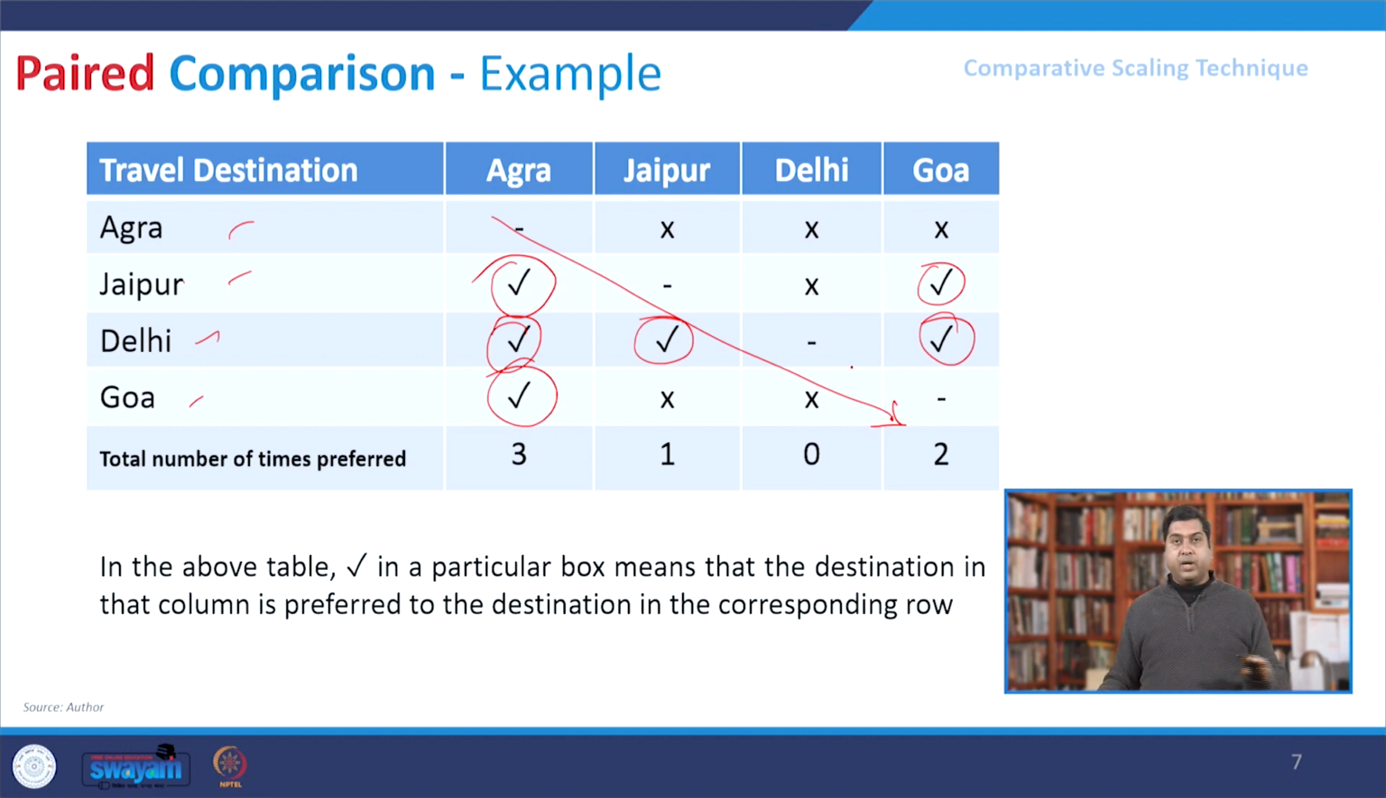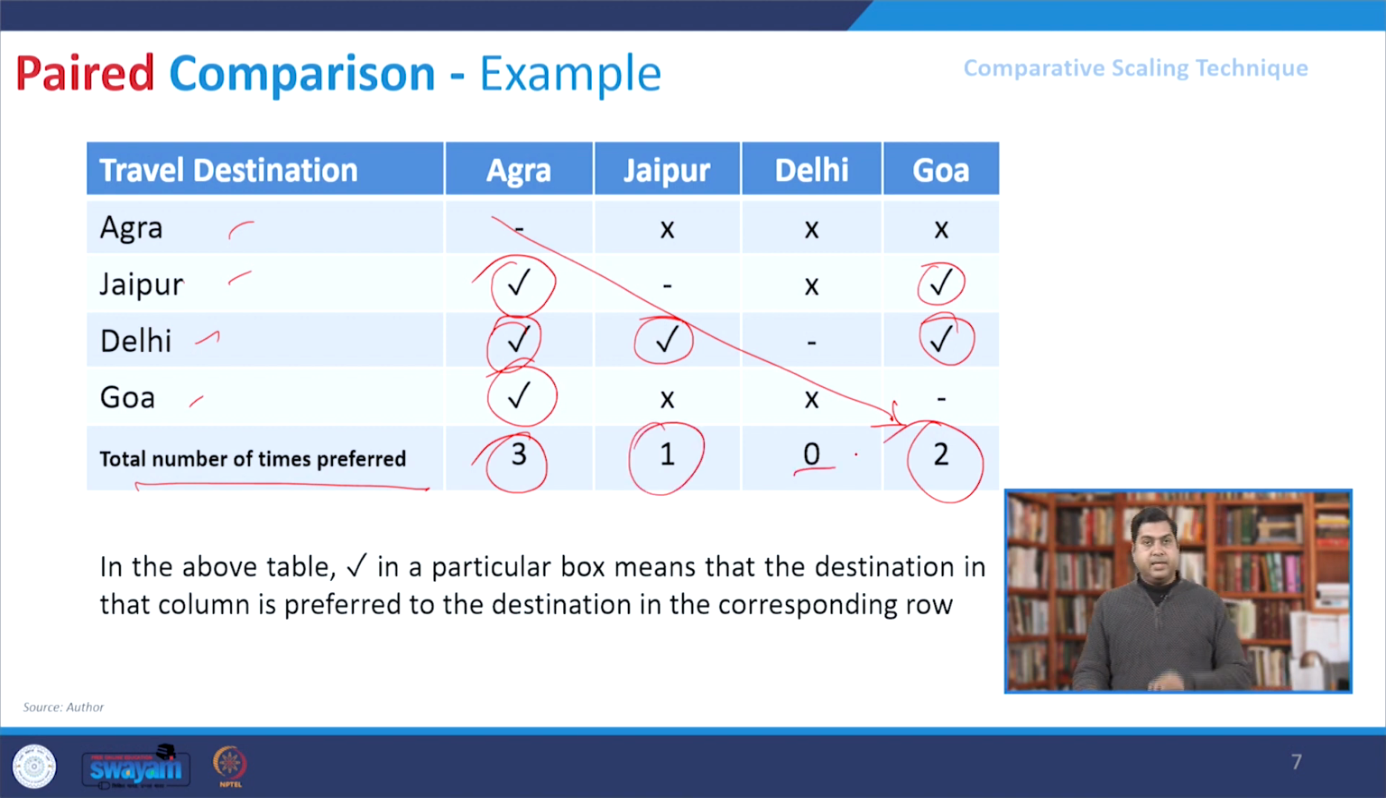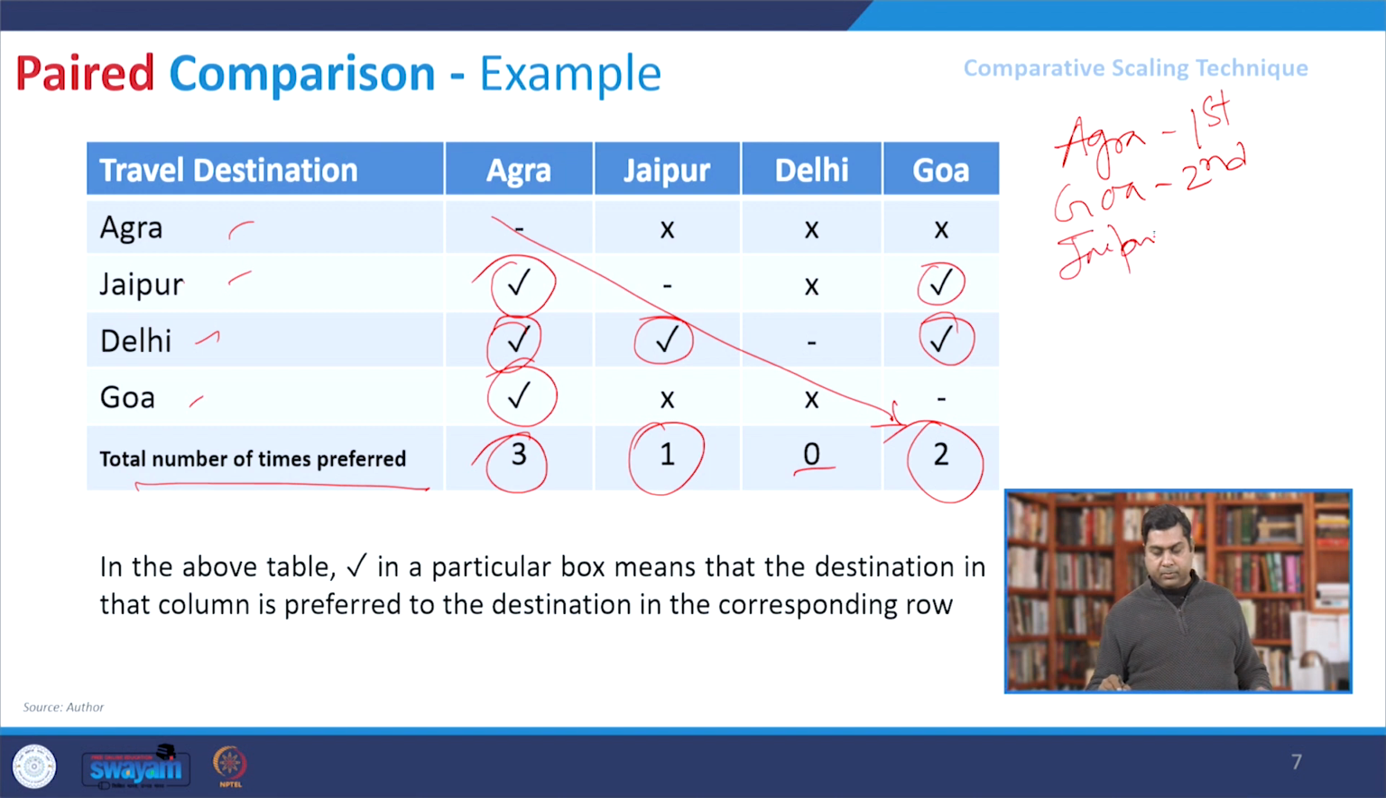But Delhi is not preferred anywhere. So, the total number of times preferred: we have 3 times for Agra, then 2 times for Goa and then 1 time for Jaipur. If we try to order the preference of the users, definitely the most preferred is Agra, so I can give the first rank. Next we have Goa, second rank, then Jaipur, third, and then last but not the least Delhi as the fourth, because nobody preferred this.